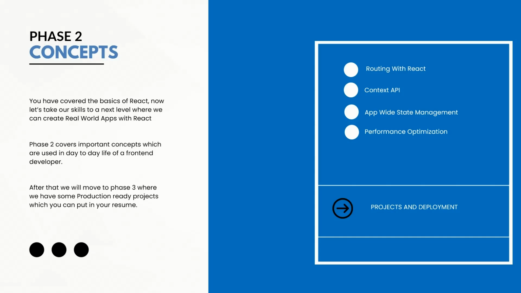So that's all with this introduction of phase 2, and now let's move on to phase 2. First we are going to cover the context API. Then we will cover routing with React. Then we will cover some of the Redux libraries, and discuss Redux as well, the application wide state management. Then we are going to cover performance optimization with React as well. So that is a complete tutorial in which you will learn React from scratch to deployment.